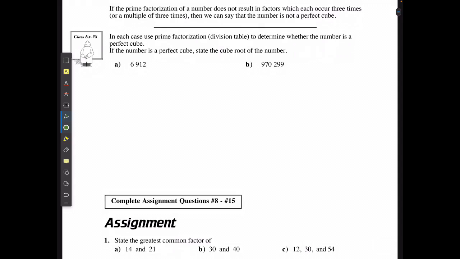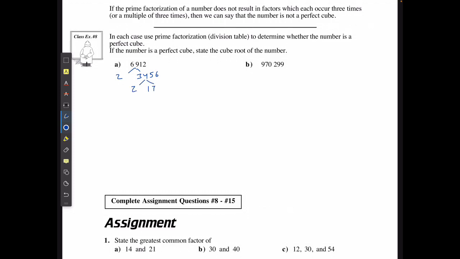So, if I am using prime factorization to prove that something is a perfect cube, then I need to make sure that it breaks into groups of 3 of the same prime factors with no remainder. So, if I'm taking 6,912, that's going to give me 2 and 3,456.